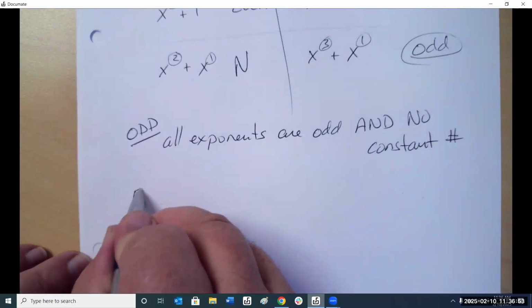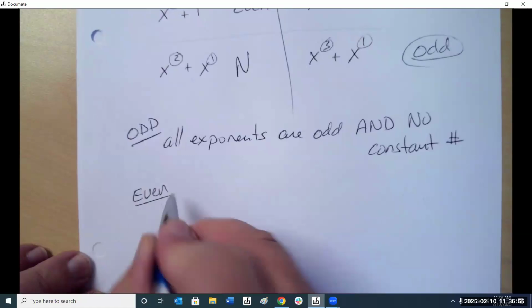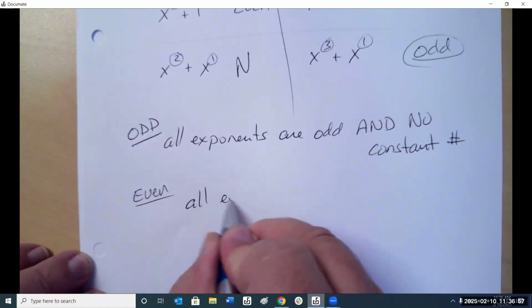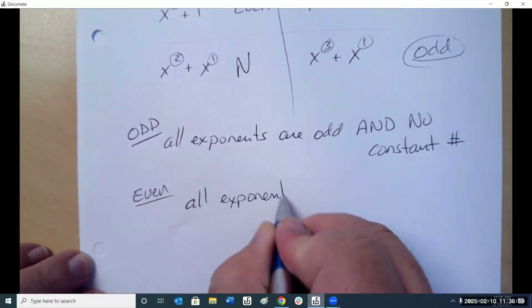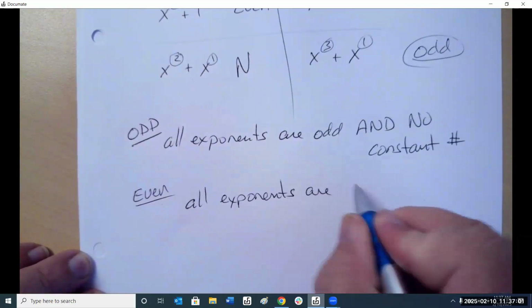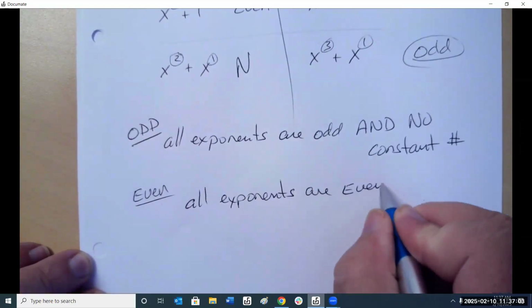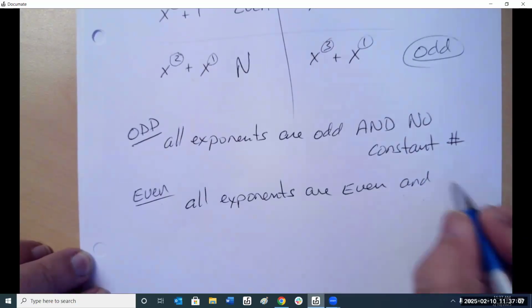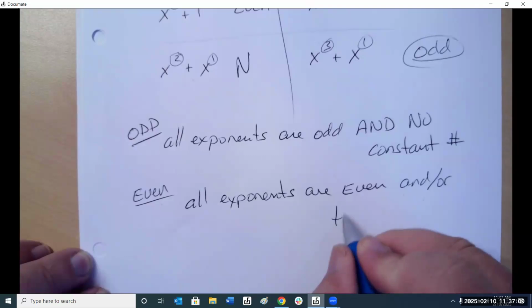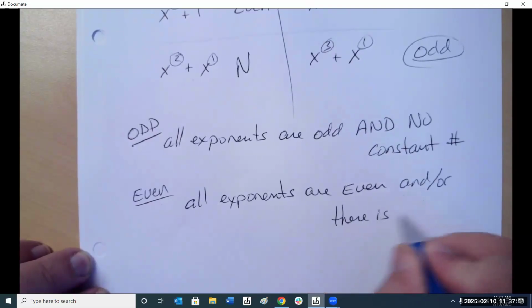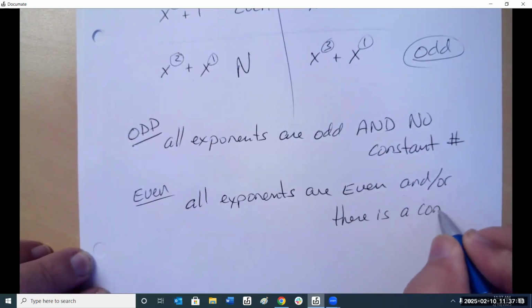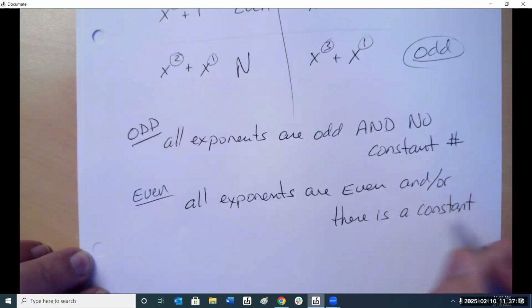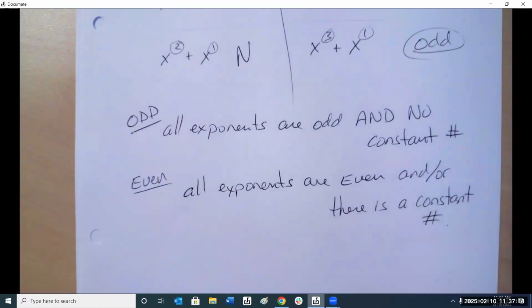So an even function: all exponents are even, and or there is a constant number. That's all you have to know.